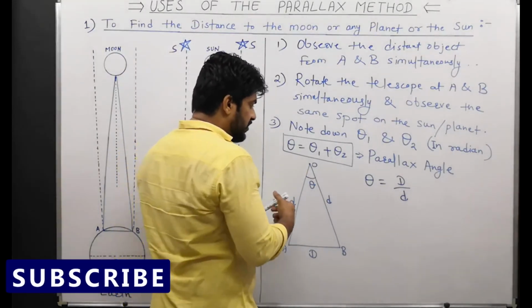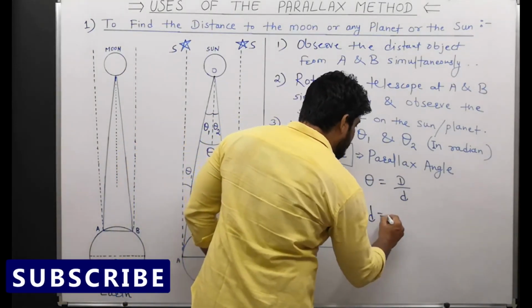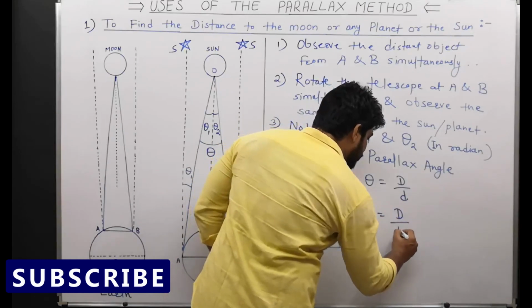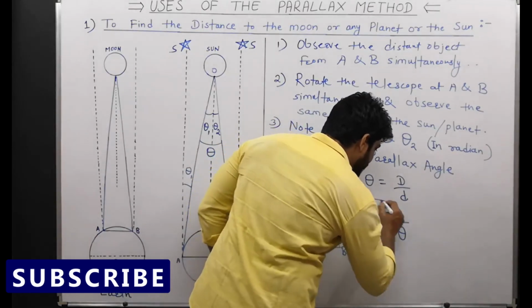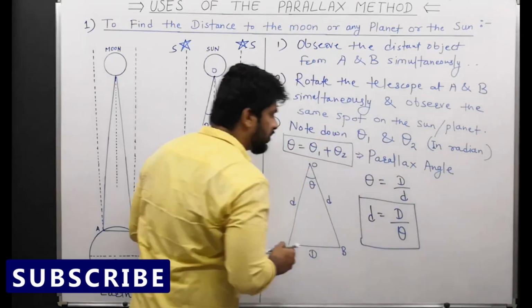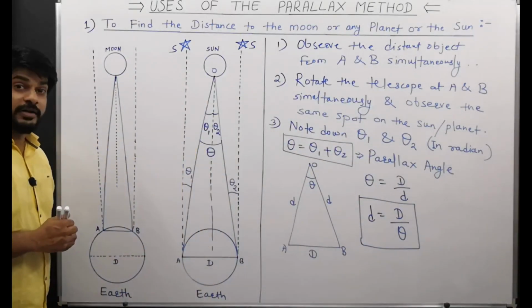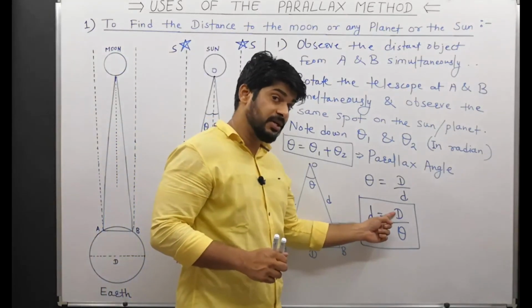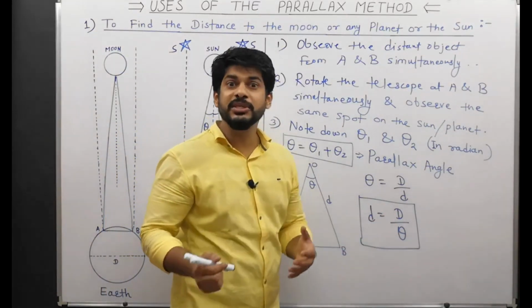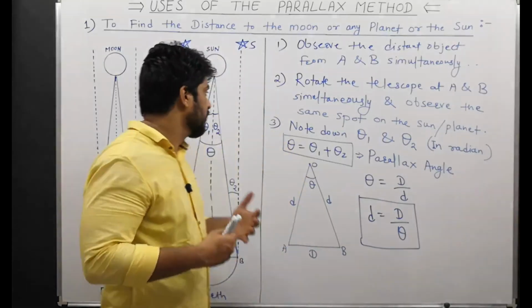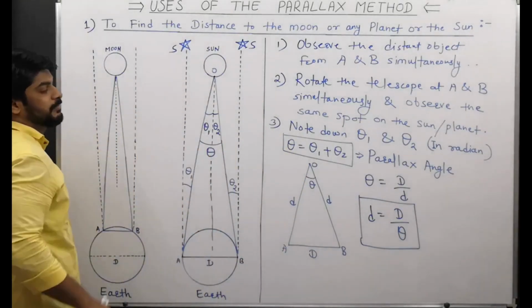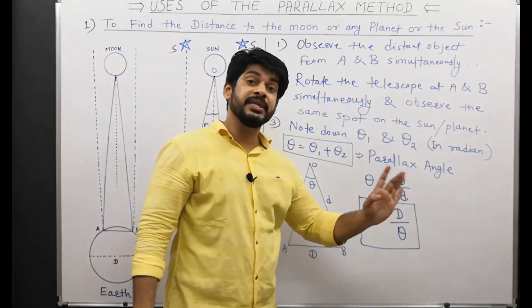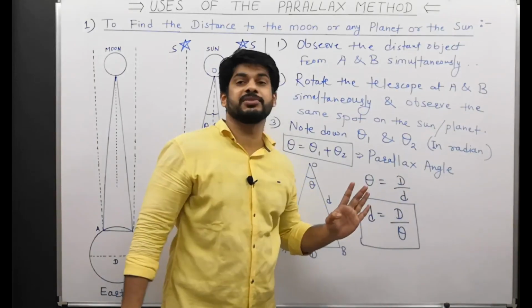So now we want this small d. So small d would be equal to capital D upon theta. That's it. We have got what we are looking for so far. This is the distance. We know this capital D, the diameter of the earth. We know theta. We have just found out this theta. Again, that should be in radian, remember, and this should be in meters.